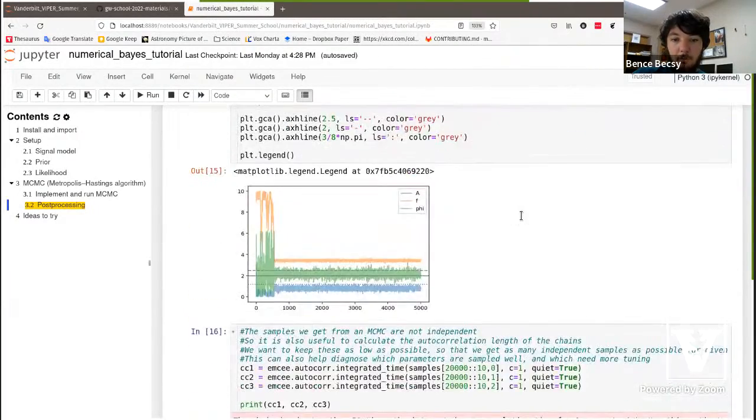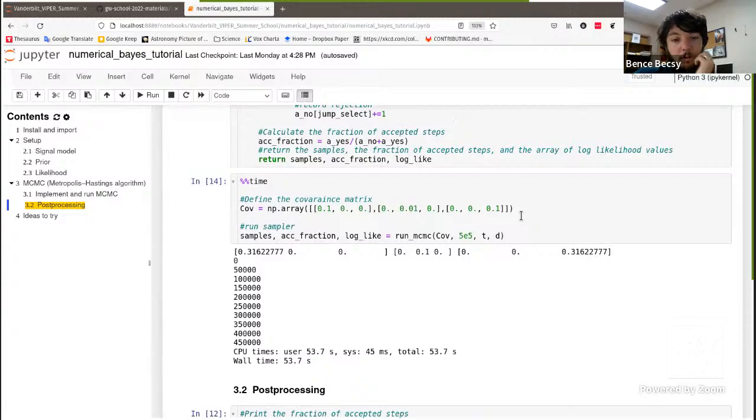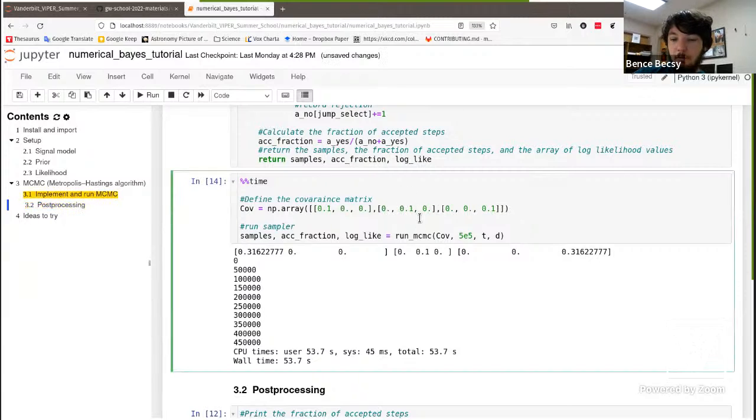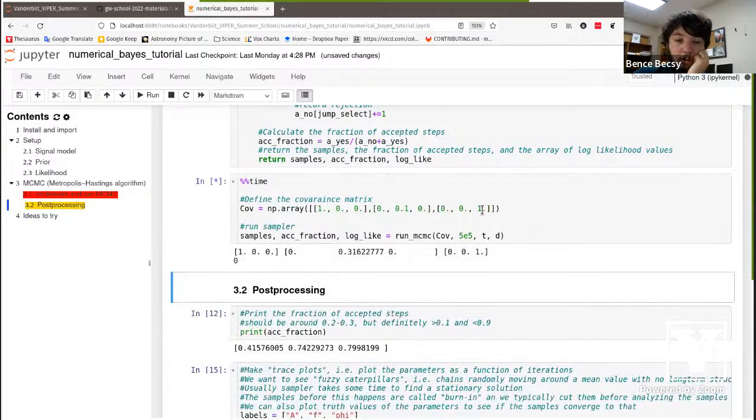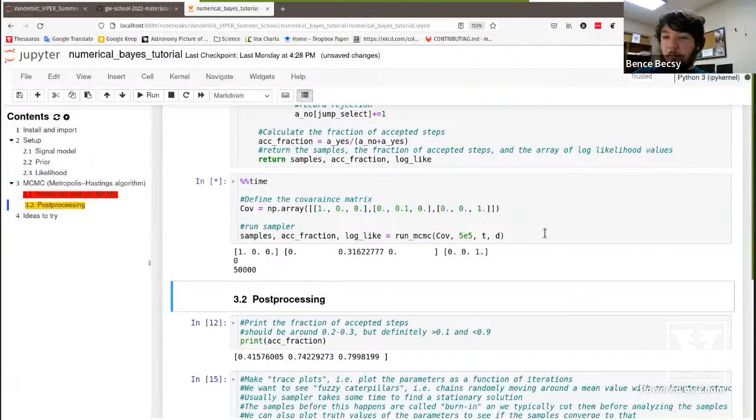One thing that might help is to increase the jump sizes, so it's easier for it to jump out of the local minima it gets into. So let's just increase everything in variance by a factor of 10. And so that should increase the jump sizes by like a factor of 3 or something. And maybe that will help.